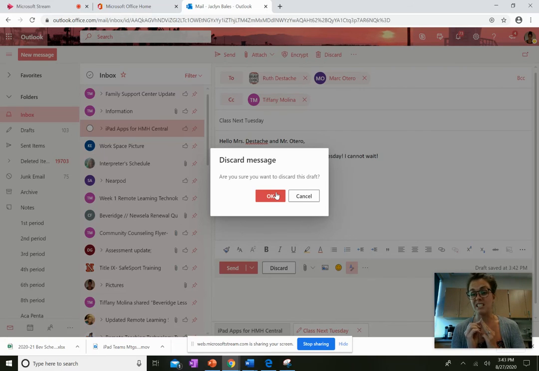Also, if you receive an invite to something, that does not mean that you should reply all to that invite. That is extremely distracting, and it takes away from people's learning. So we want to make sure we know the difference between reply and reply all.